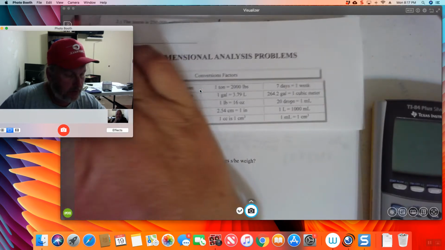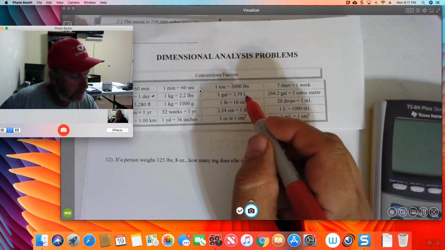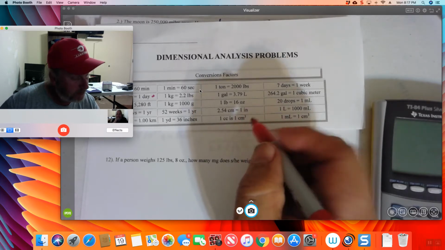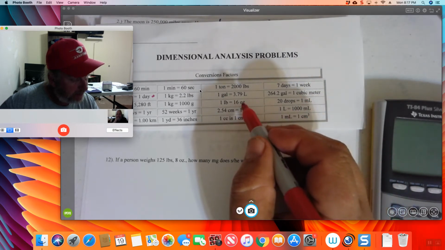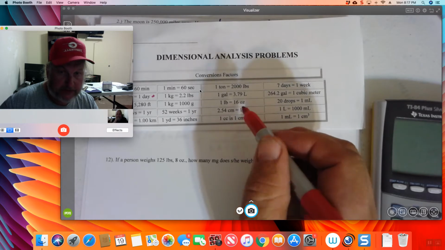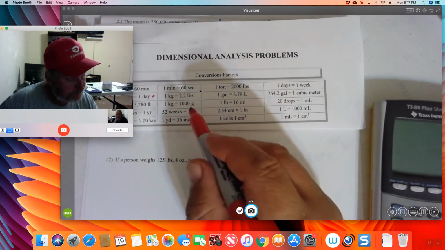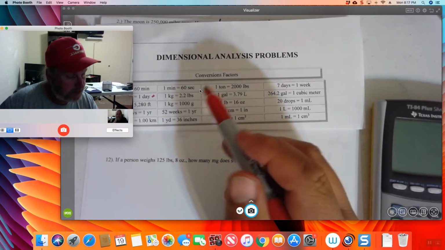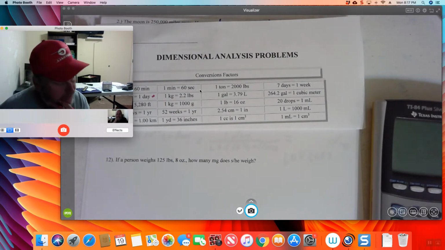So let's find us a nice conversion factor. Pounds: 16 ounces in a pound. Let's see if it tells us something about pounds. It does not, other than we've got 1 pound equals 16 ounces. Now let's see if it's got something about milligrams, and there we go. 1 kilogram equals 2.2 pounds. So we're going to have to do something to get pounds to kilograms.